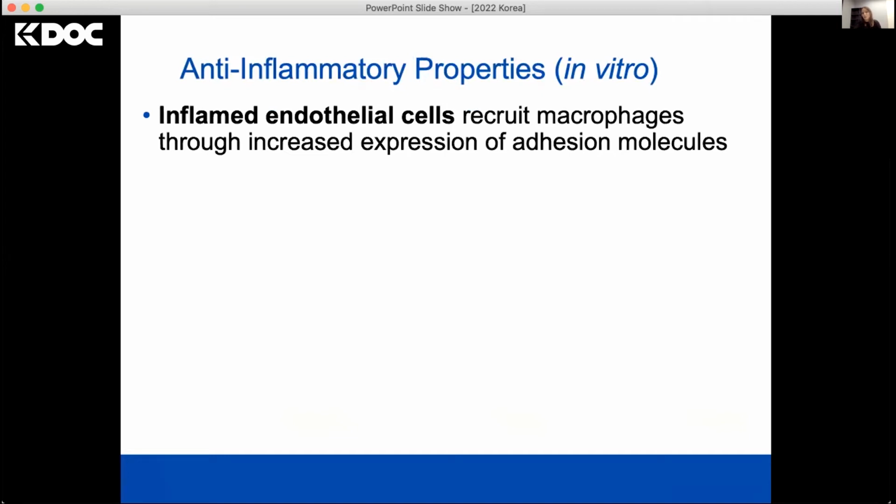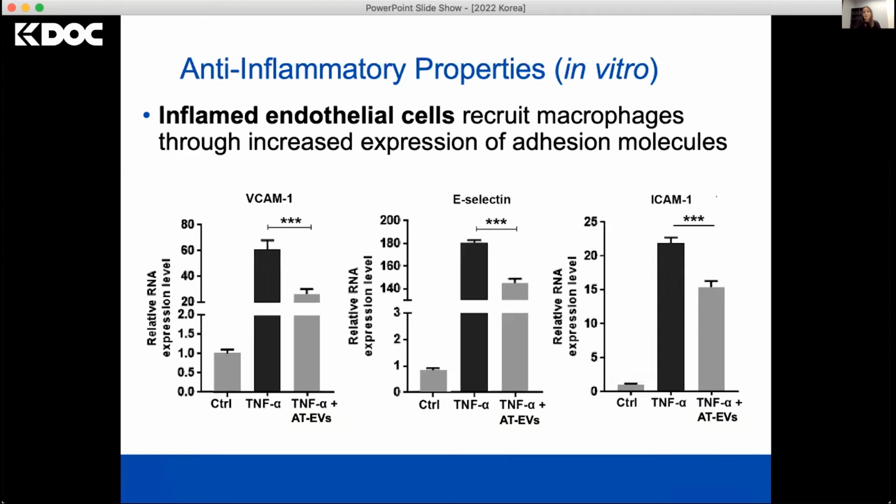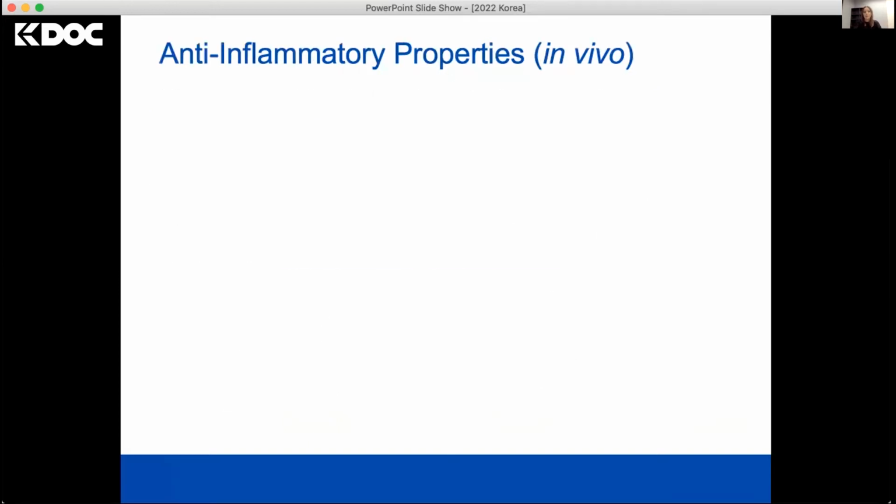And in addition to macrophages in cell culture, we've also looked at endothelial cells, because we know that in myocarditis, those endothelial cells will recruit macrophages. And in this case, we can use TNF alpha to induce this inflammatory phenotype and then add the adipose tissue extracellular vesicles. And again, see that there is some suppression of these adhesion molecules linked to inflammatory pathways.